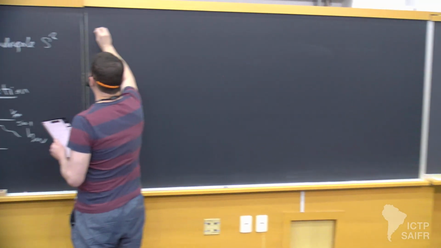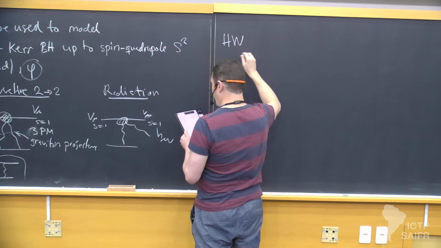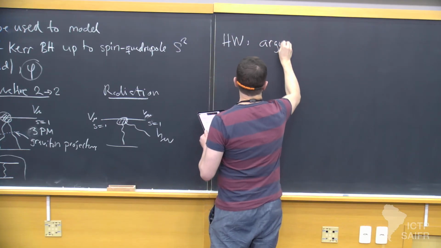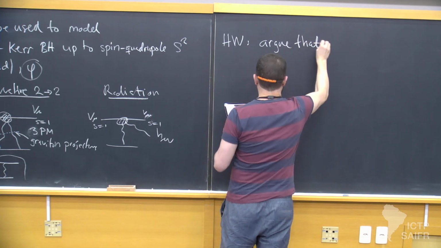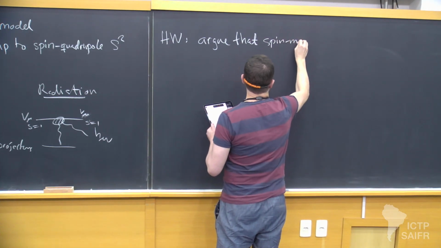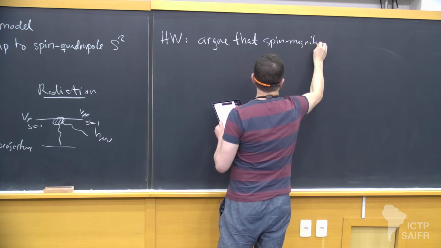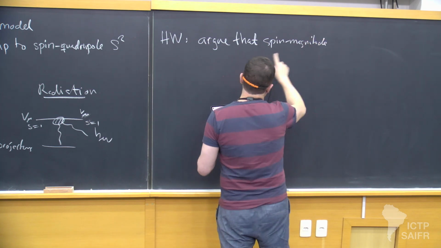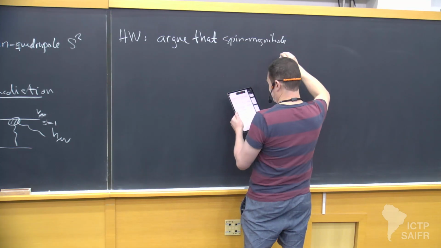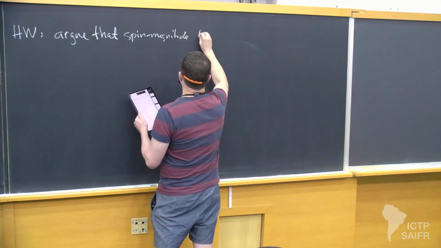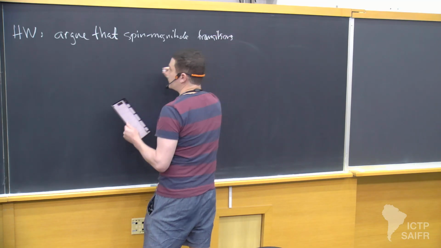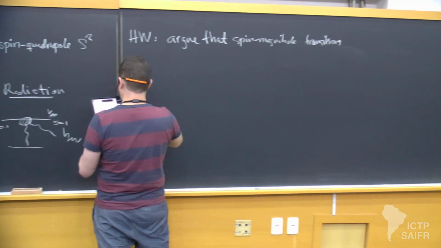So I'm actually going to leave that as a homework for you guys. So homework: argue that spin magnitude, and here you can take this word to mean the quantum spin magnitude, spin magnitude transitions are not allowed.